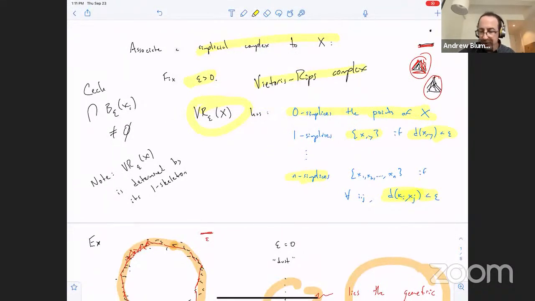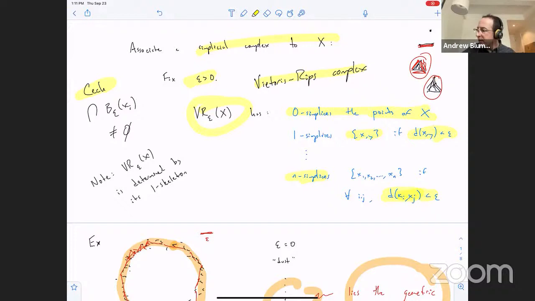Now, I should say as an aside, I will focus on this process as our motivating example of a simplicial complex. There are, of course, many ways you could try to play a game like this and assign a simplicial complex to a finite metric space. Another very familiar one, maybe depending on what part of the world you grew up in, is the Čech complex.